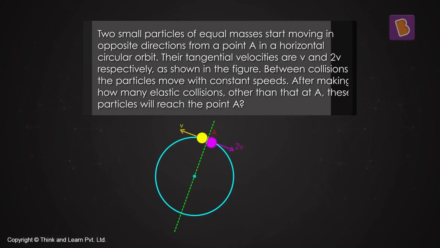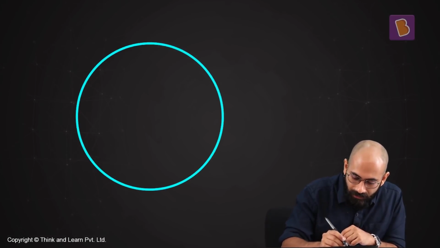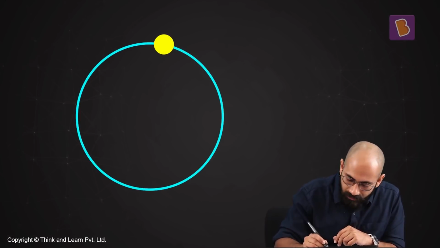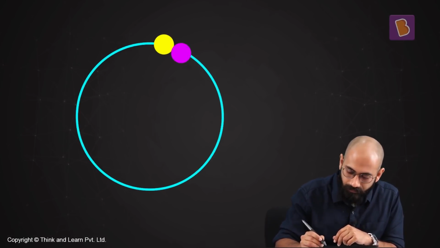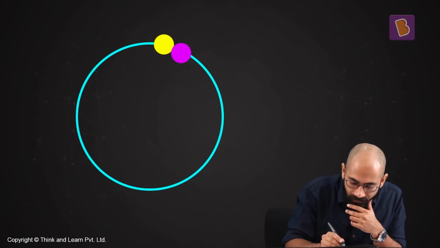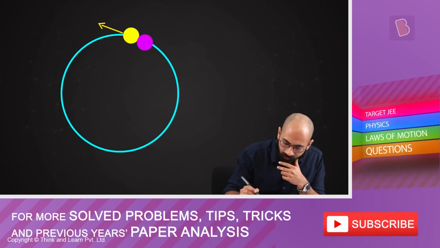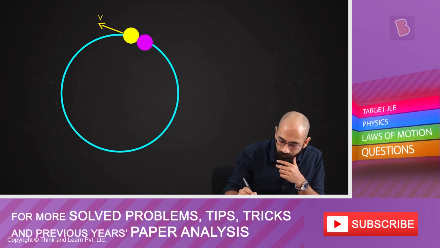Look at this question. So what does it say? This is actually a very interesting, and I find this question very beautiful. So we have a ring like this, and we have 2 point masses that are traveling along this ring. The tangential velocities are given to be: this one is moving with the speed of v, this one is moving with the speed of 2v, right?